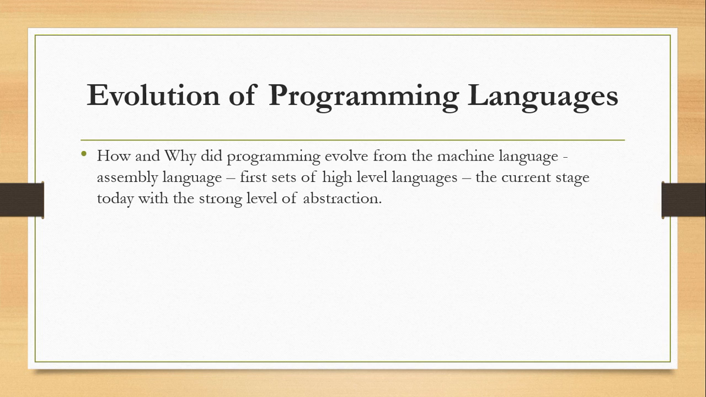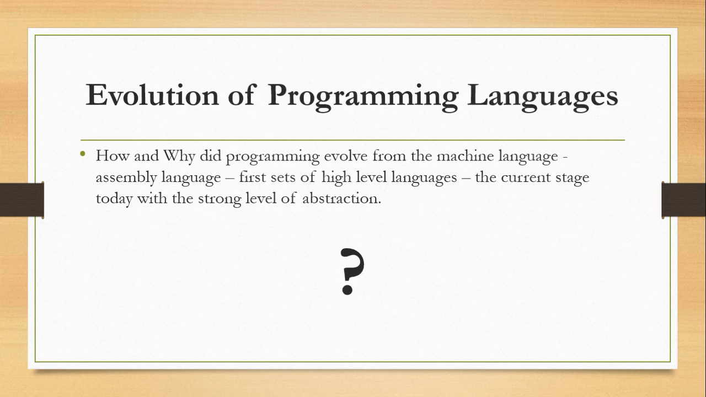Okay, so how and why did programming evolve from machine language to assembly language to the first set of high level languages, to the current stage where programming languages today have a strong level of abstraction? These are the things that we are going to discuss in the evolution of programming languages.